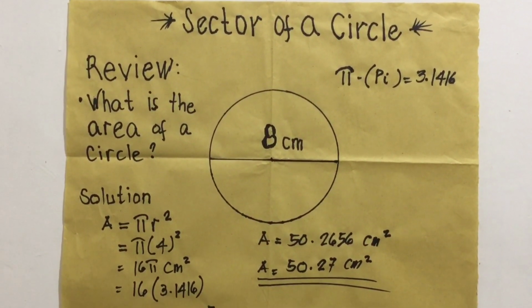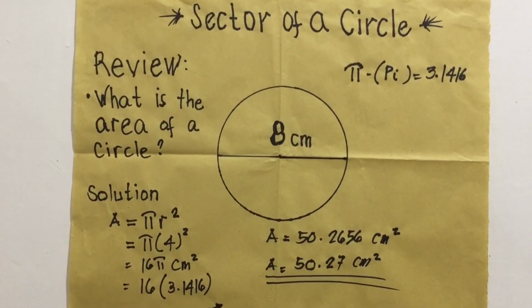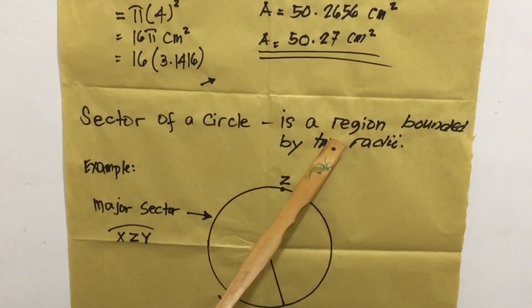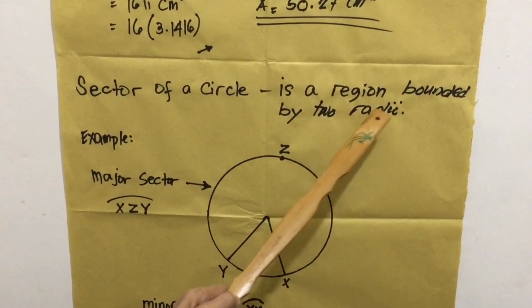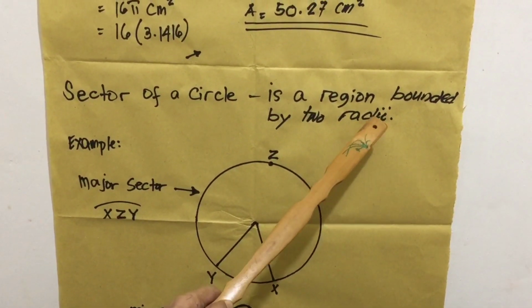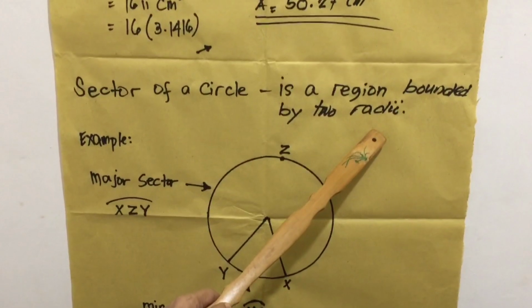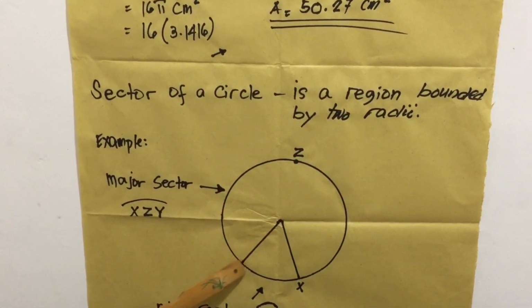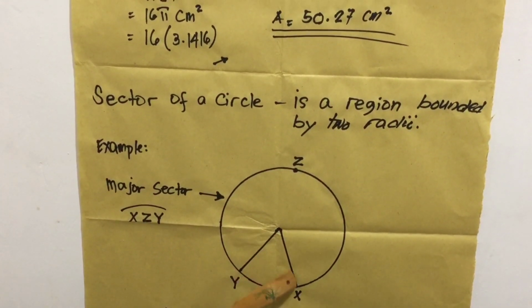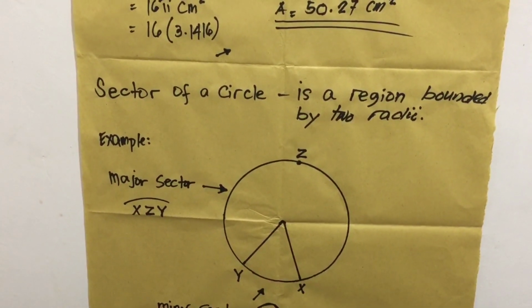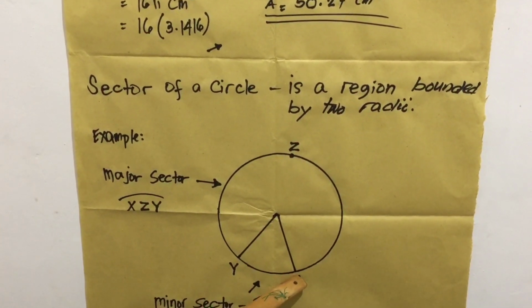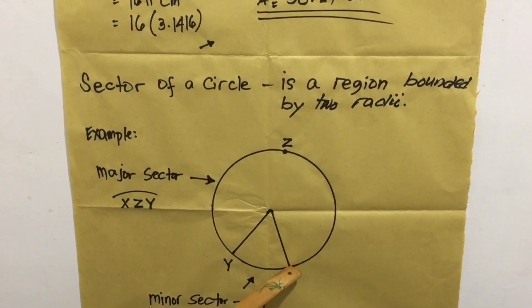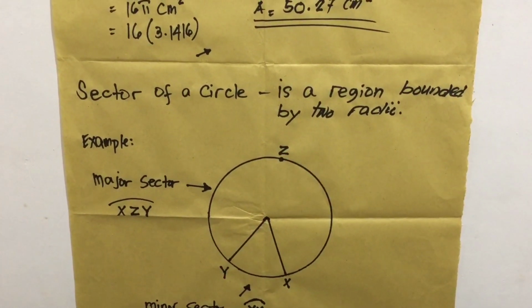Now let us find the definition of sector of a circle. Sector of a circle is a region bounded by 2 radii. Radii is the plural for radius. So for example, this is the circle. These are the 2 radius, and these 2 radius are called radii. This is now bounded by these radius. And for every point here at the circumference of the circle, there is a specific marking and specific letters for their points.